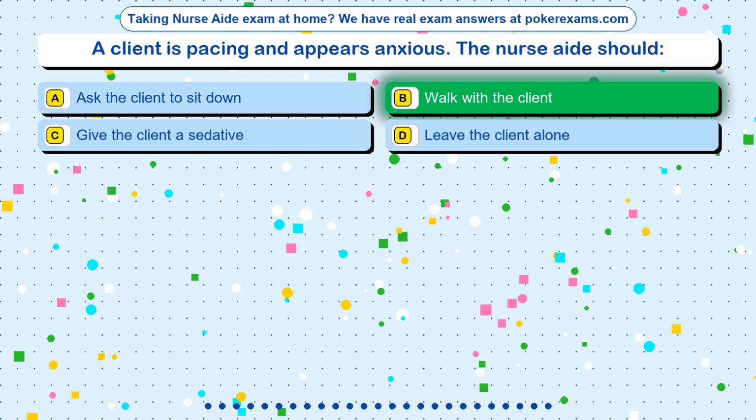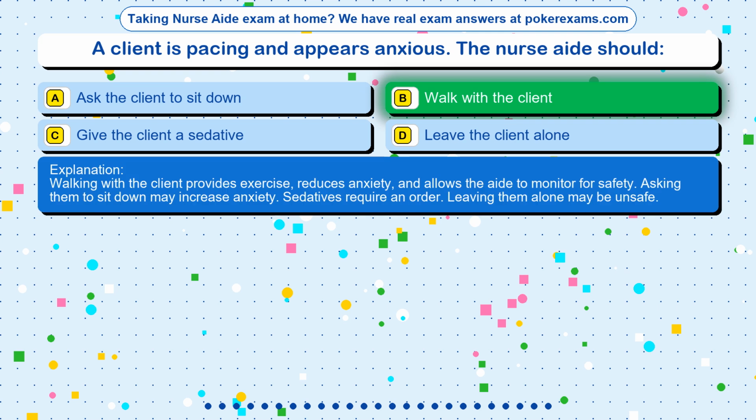The correct answer is option B. Walk with the client. Walking with the client provides exercise, reduces anxiety, and allows the aide to monitor for safety. Asking them to sit down may increase anxiety. Sedatives require an order. Leaving them alone may be unsafe.